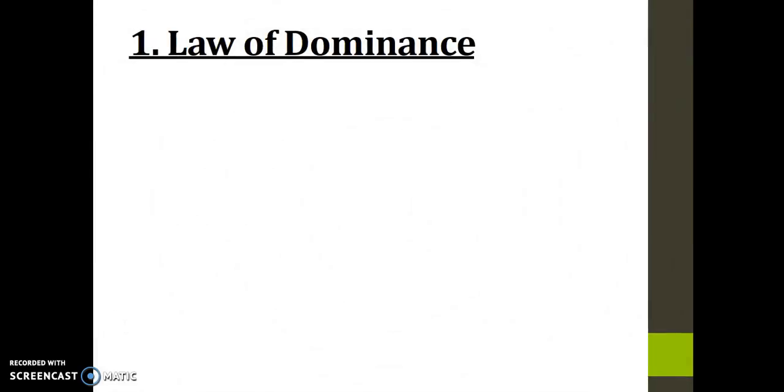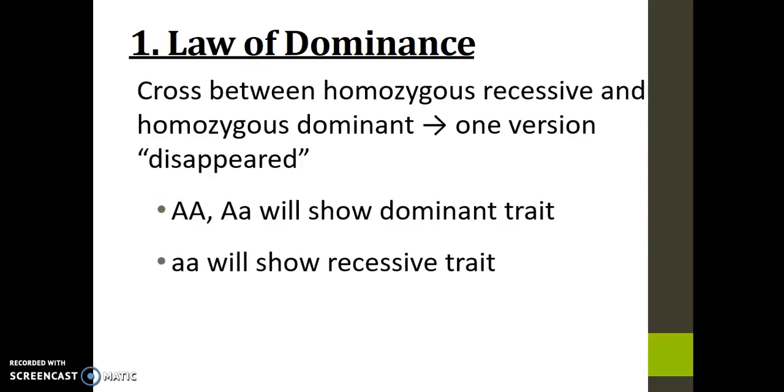Okay, so let's talk about a couple laws really quick before you move on. So a law of dominance that Mendel came up with. This is talking about how we have dominant alleles. So a cross between a homozygous recessive and a homozygous dominant means that one version will essentially disappear. That's referring to the recessive trait. Okay, so it's going to get masked by that dominant one.